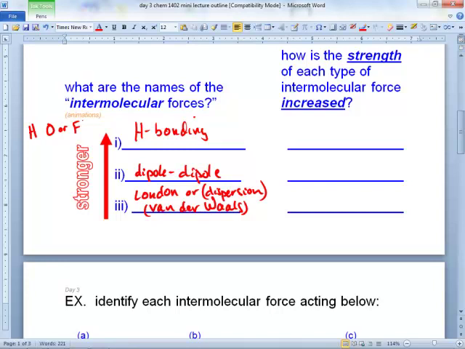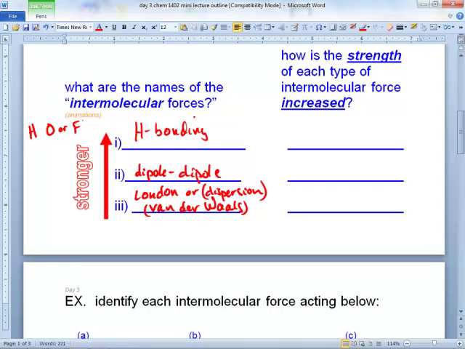The elements really close to being a noble gas are really electronegative. They want electrons, exactly. What's the most electronegative element up there? Fluorine. What's the next most electronegative? Oxygen. That's why it's these two. It's just the two most electronegative elements known to man.